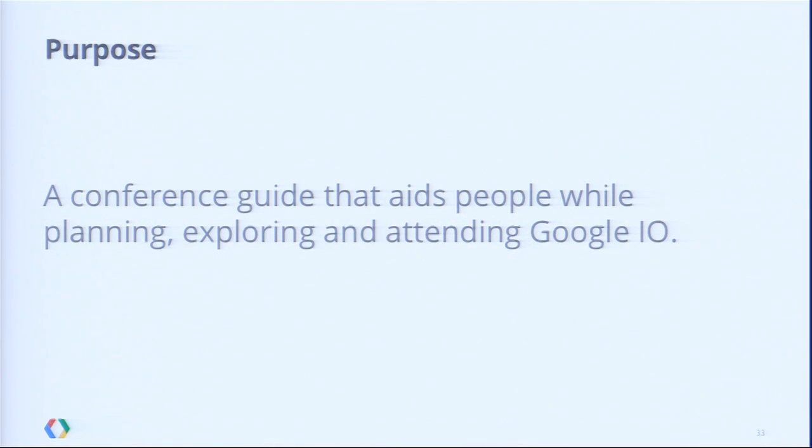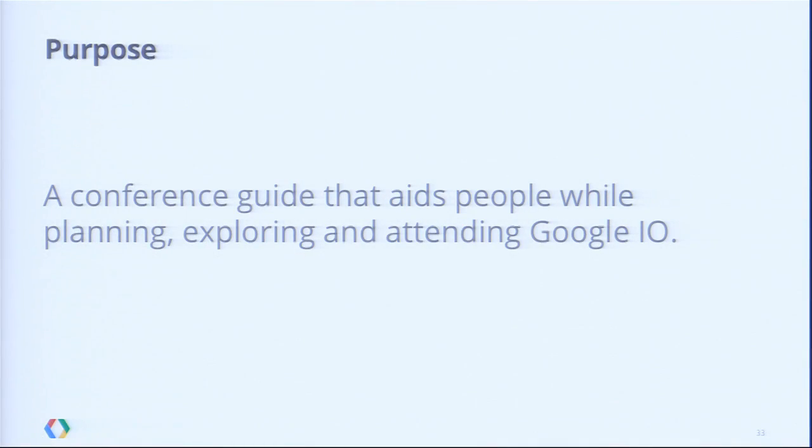So back to our I/O app. Now that we know that the purpose of an app really drives its design, let's get started by formulating the high-level mission statement. That could be our first high-level mission statement here: a conference guide that aids people while planning, exploring, and attending Google I/O. This is your elevator speech. If you have an app, you should have an elevator speech. You should be able to communicate with just a sentence what your app is about, and that is probably pretty close to its purpose.